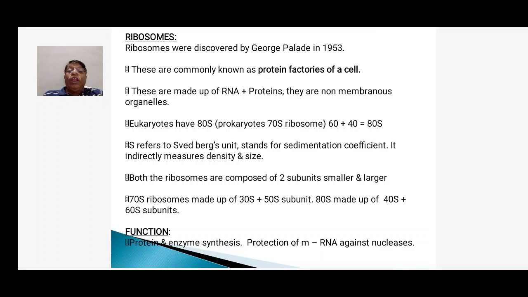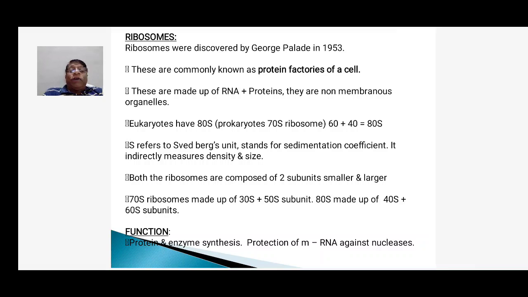You have already studied the ribosome of prokaryotes. They are of 70S type. Now we are studying the ribosome of eukaryotes. That is, they are of 80S. Okay? 80S means each ribosome is an asymmetrical body having smaller unit and larger unit. The smaller unit is 40S. The larger subunit is of 60S.